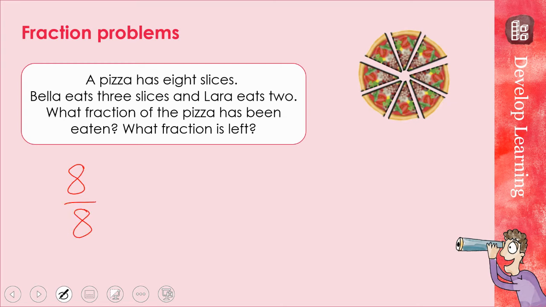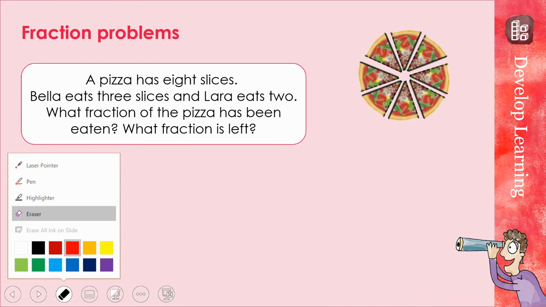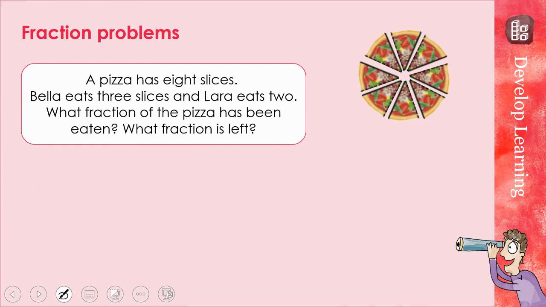Bella eats 3 slices and Lara eats 2. Firstly, what fraction of the pizza has been eaten, and then what fraction is left? Okay, so let's work it out. So firstly, what fraction of the pizza has been eaten? Well, I know that Bella eats 3 slices, so she eats 3/8 of the pizza. 1/8, 2/8, 3/8, and Lara eats 2.